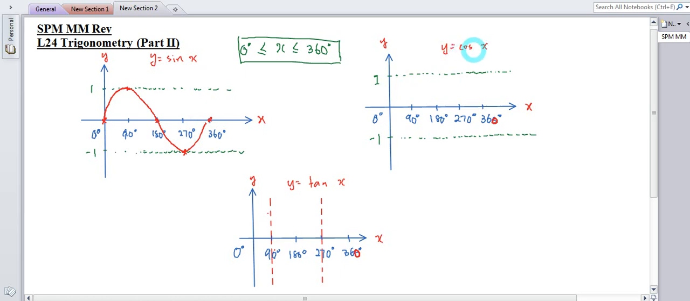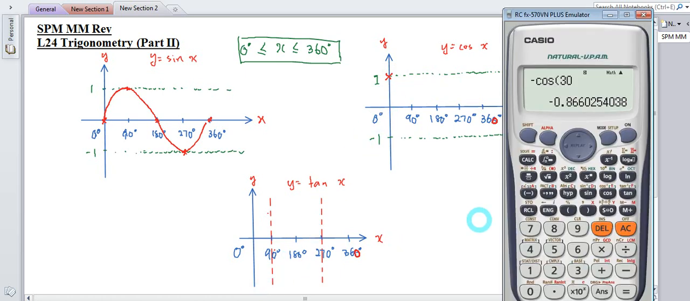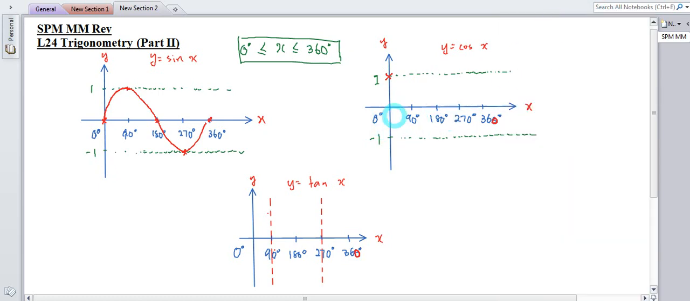Okay, if the cosine x, first point is from here. Okay, not from 0. If you just forget, never mind, you can just press the calculator. Cosine 0. Okay, you get 1, right? So you start from here. Okay, the second point is here, then go down here, go up. Okay, so this is the shape of the graph of the cosine. Okay, y equal to cosine x.